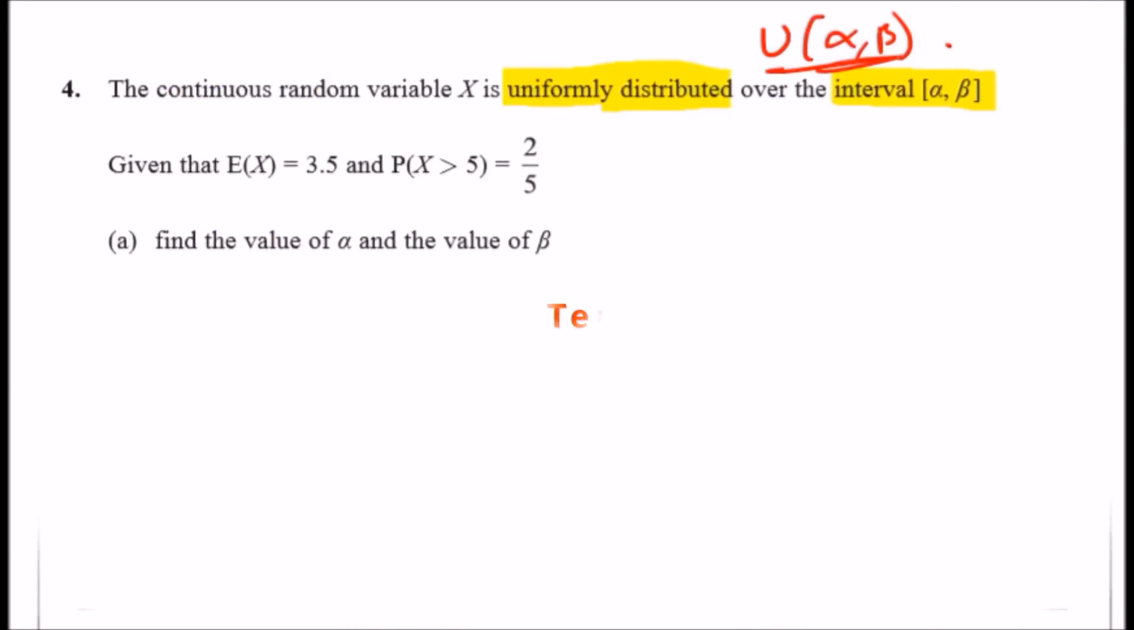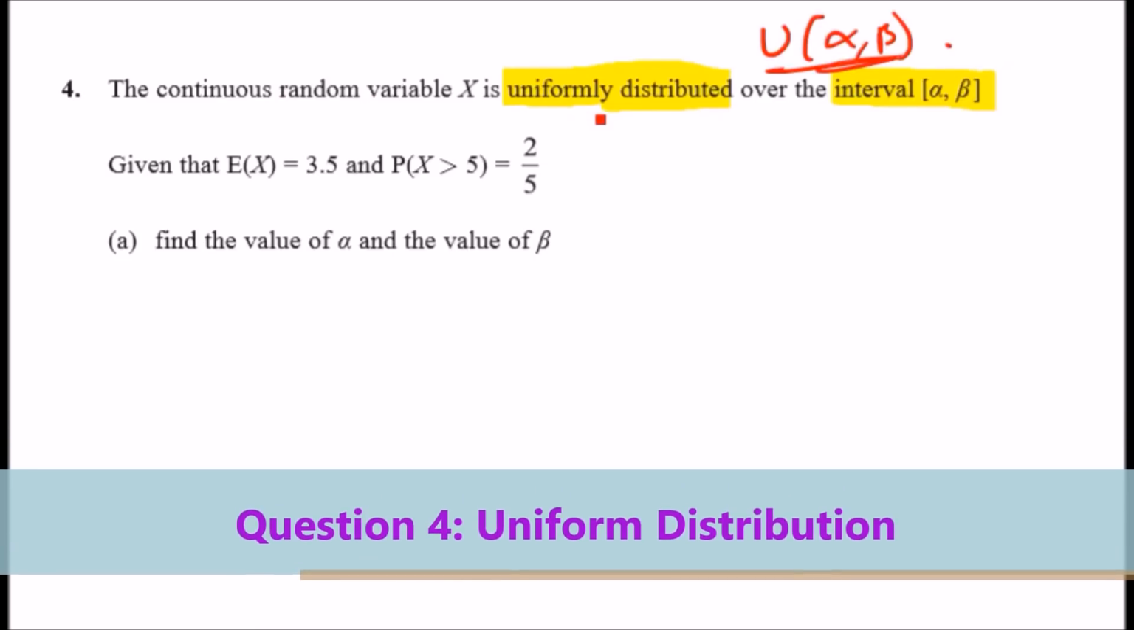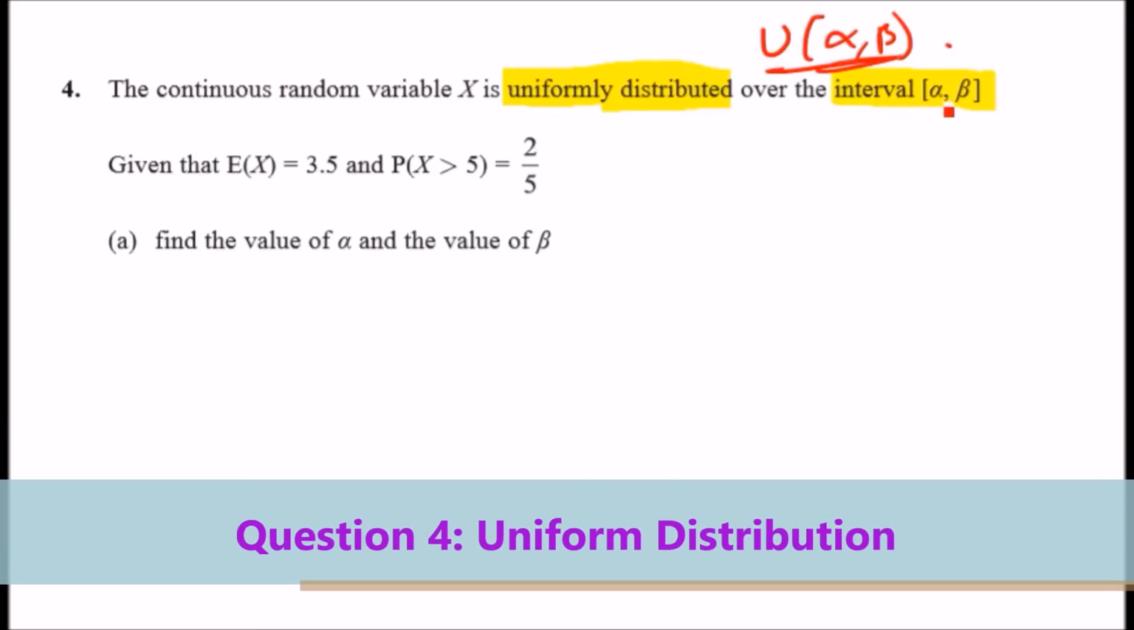Okay, guys, here we go. Question 4. The continuous random variable x is uniformly distributed over this interval, alpha and beta.